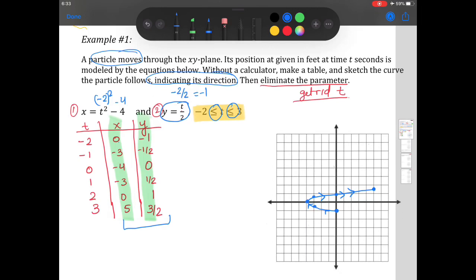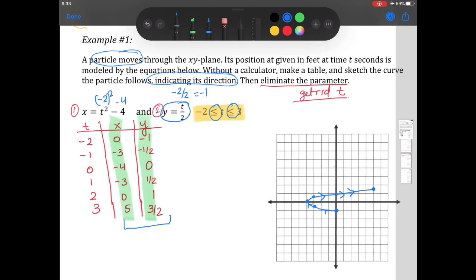Now part 2 said to get rid of the parameter. How do you do that? You take the first equation or the second equation, whichever is easier to work with, and solve for t. I'm going to take the second one because it's so much easier. So 2y equals t. Now I'm going to take this value of t and substitute it in the first equation. So x is equal to, in place of t, 2y squared minus 4, and simplify it and have it written for y.